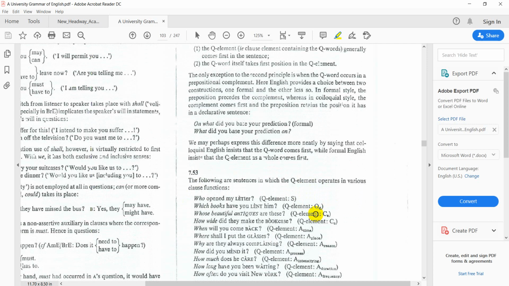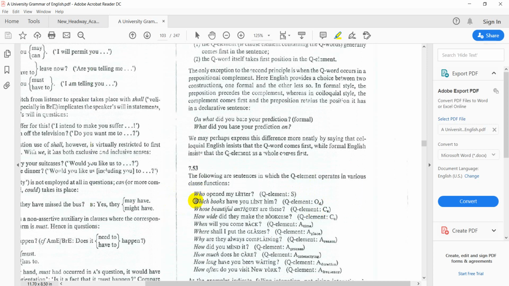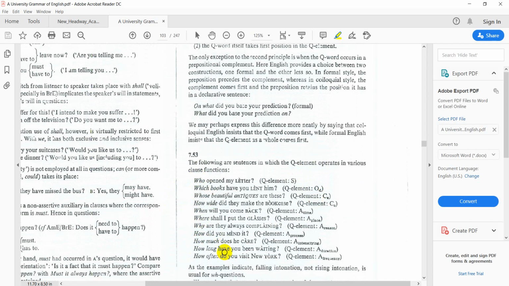Now, let's have a look at these WH words or WH elements. The following are sentences in which the cue element operates in various clause functions. Who opened the letter? With who, of course, nothing will change.